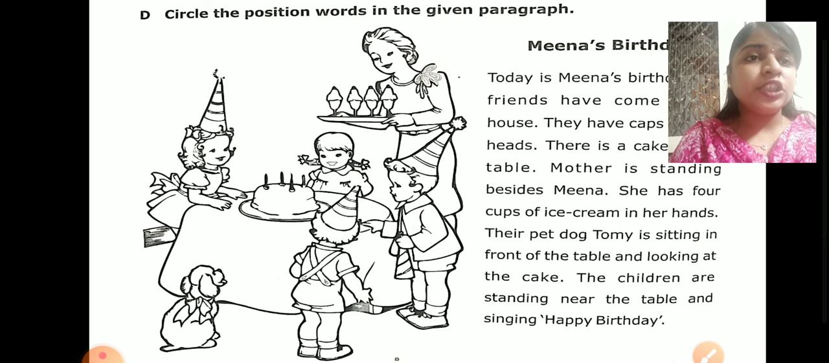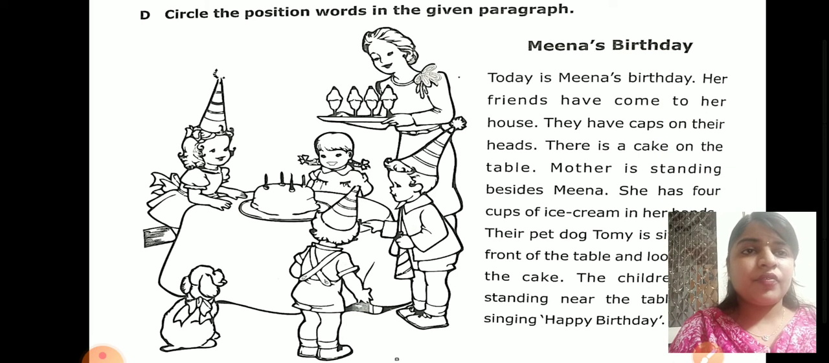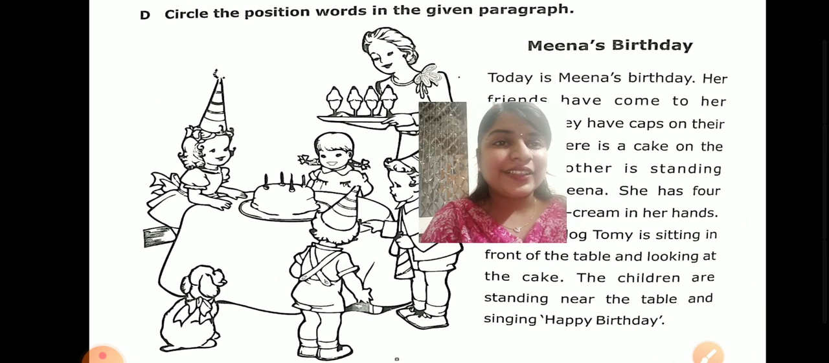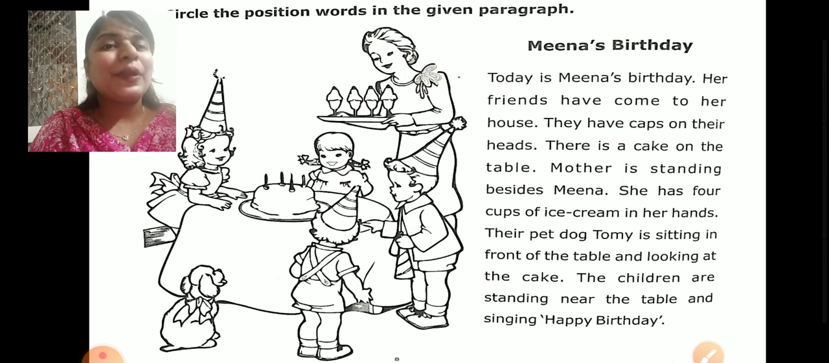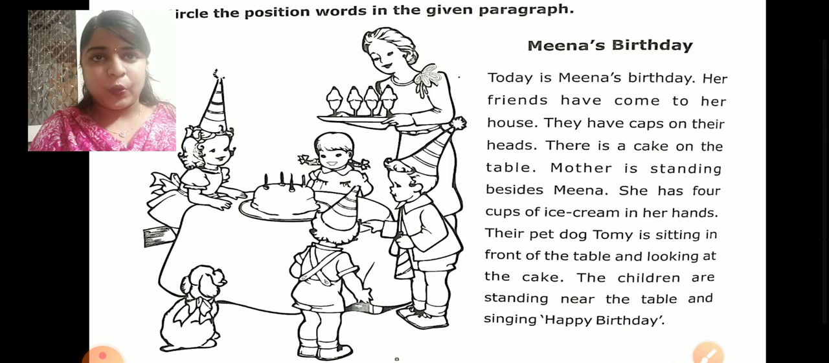Circle the position word in the given paragraph. Now here, what can you see in the picture? Tell me, children. There is a birthday party going on. Yes? Good. Now, first I am going to read the paragraph for you. Then we are going to circle the position words. Okay, children? Now here, Meena's birthday.